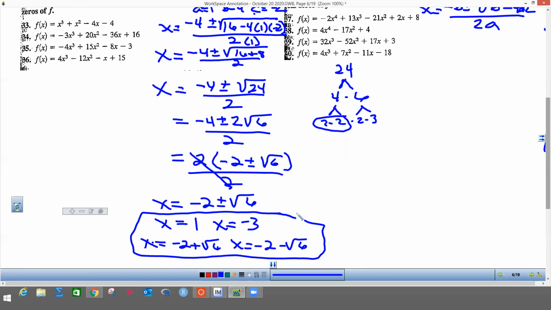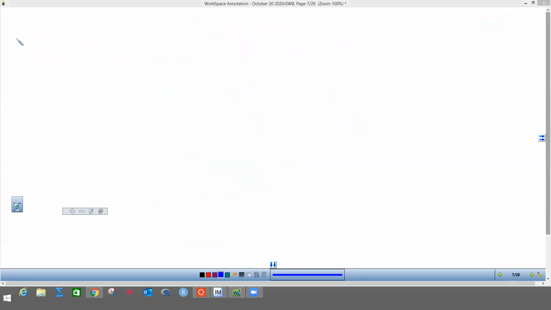Does anybody else have one they want to see? Page 150, number 21. All right, so page 150, number 21.